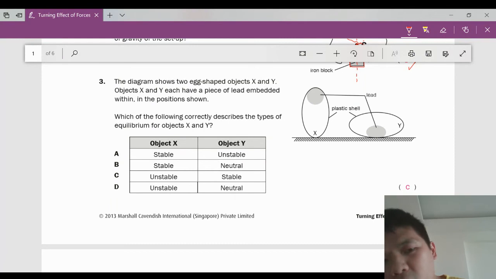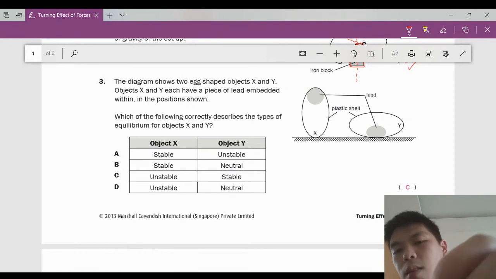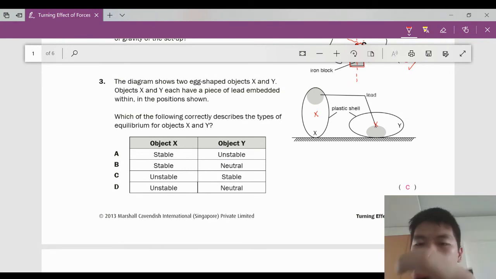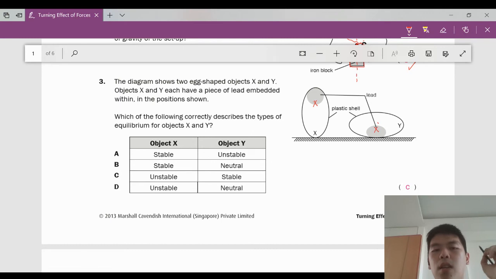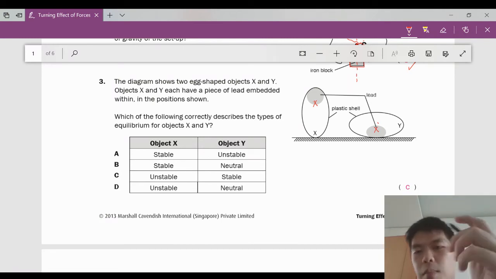Question 3, there are two egg shapes that have a piece of lead embedded in them. Which of the following correctly describes the type of equilibrium? So two eggs here. Originally, their center of gravity should be here and here in the middle, but because they have lead inside, the center of gravity is shifted. So this one will be shifted up higher. This one will be shifted down lower. So they ask, what type of equilibrium are they? So they're talking about the stability.